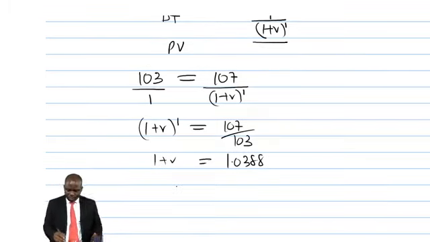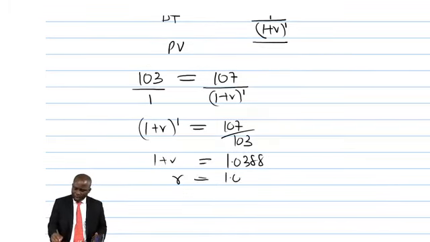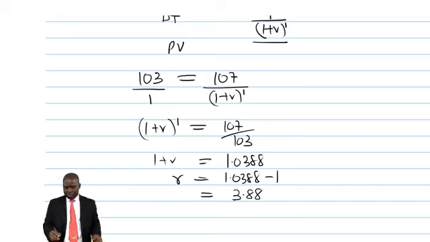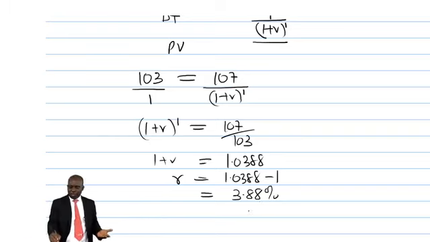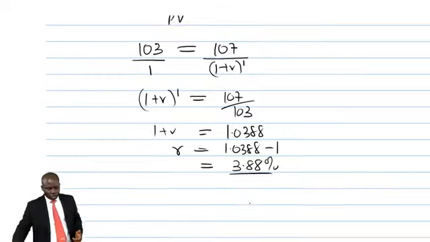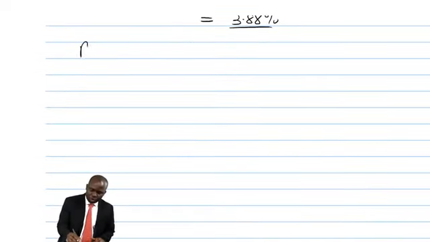So what then will be my r? Is it 1.0388 minus 1? And that will give us 3.88. That will give me 3.88. So that is the return on this bond for year 1. I go to bond B. If I go to bond B, what is happening?